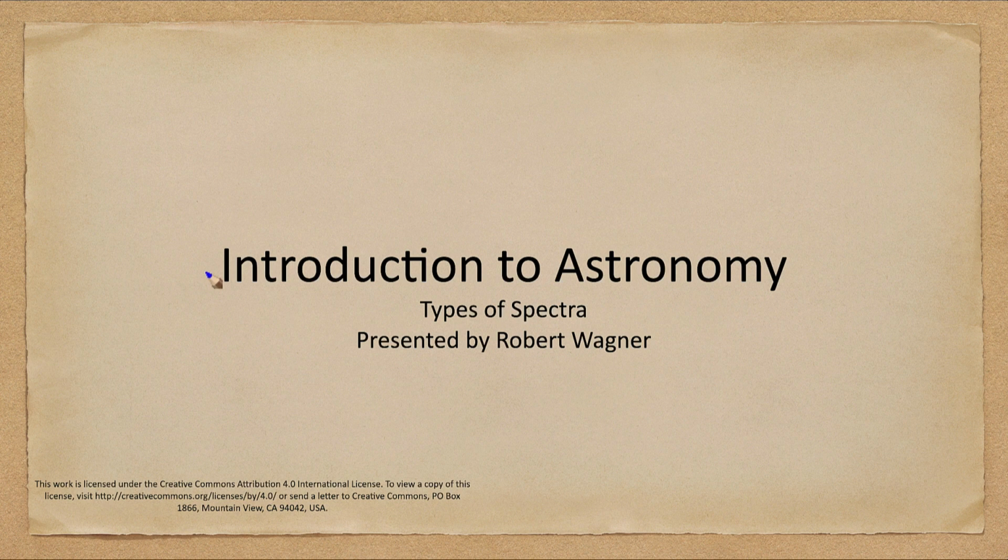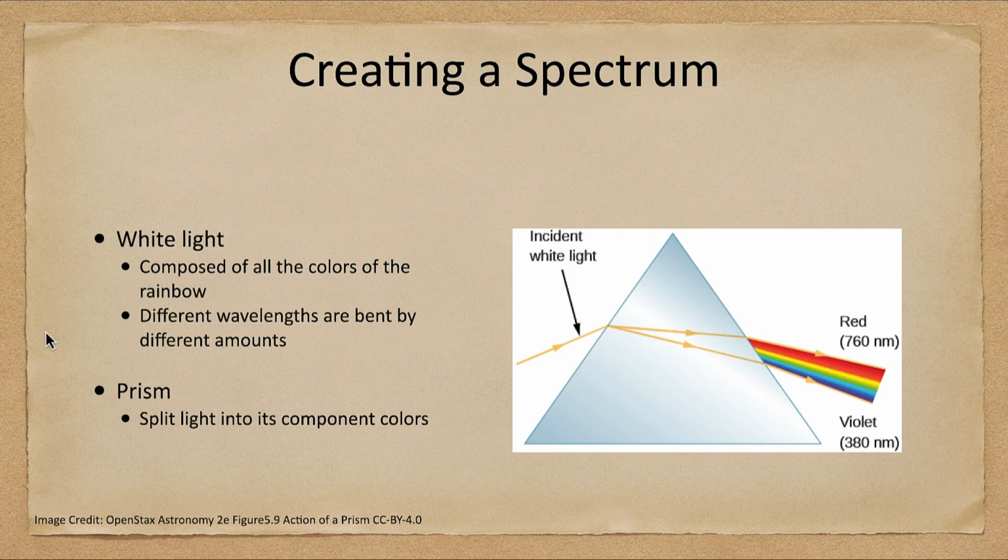In this lecture, we are going to talk about the different types of spectra that we see in astronomy and how they can be used to better understand astronomical objects. So how do we make a spectrum first? Well, we can create a spectrum.